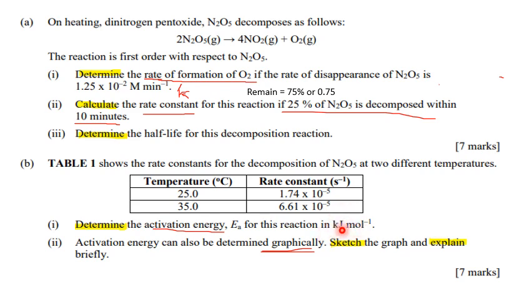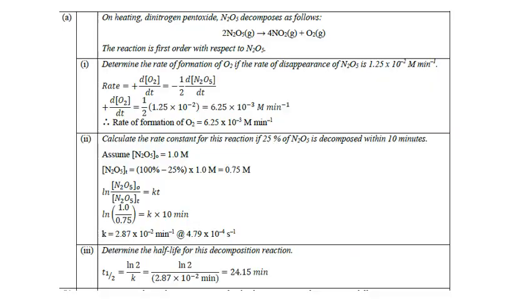But be careful, because this time the final answer must be in kilojoule per mole. What you find is in joule per mole first, then you need to convert to kilojoule per mole, so divide by 1000. B2, activation energy can also be determined graphically. The question just says sketch and explain. I think it should be no problem for you to write down the rate equation.